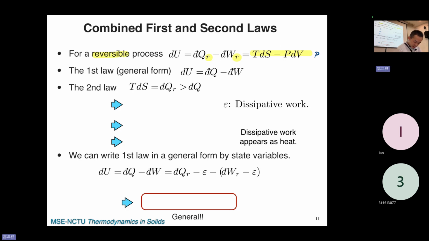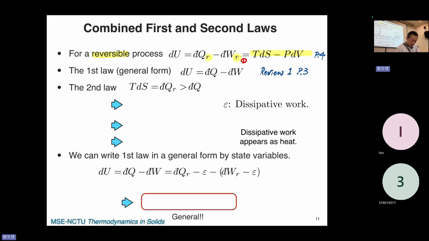We know this information from page 4. So let's combine it with the review from page 3. We introduced that the first law, which is general, not only for reversible processes, is dU equals d bar Q minus dW. No problem, right? And we should write down that dU equals d bar Qr minus d bar Wr is equation 1.